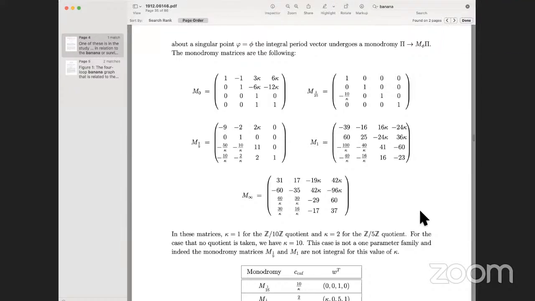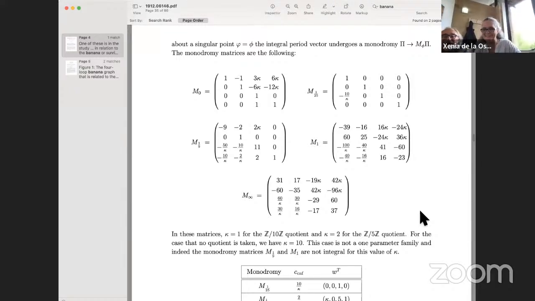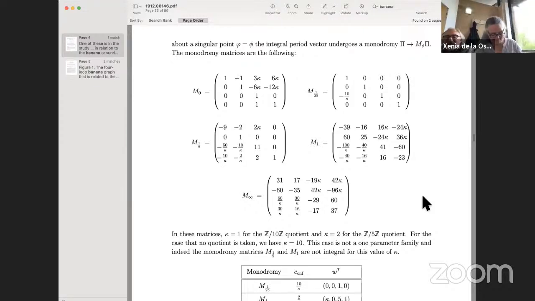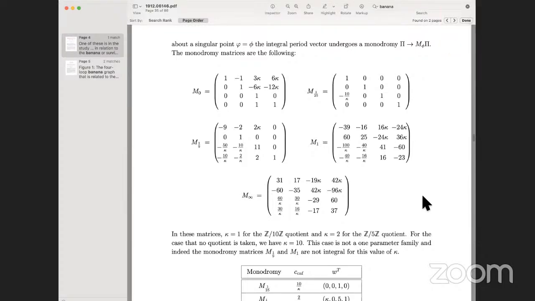I have a question, not to Xenia, but to Noriko. You mentioned the Mumford-Tate group. To my shame, I don't know what this is. Can you send us a reference? Yes, I can do that.